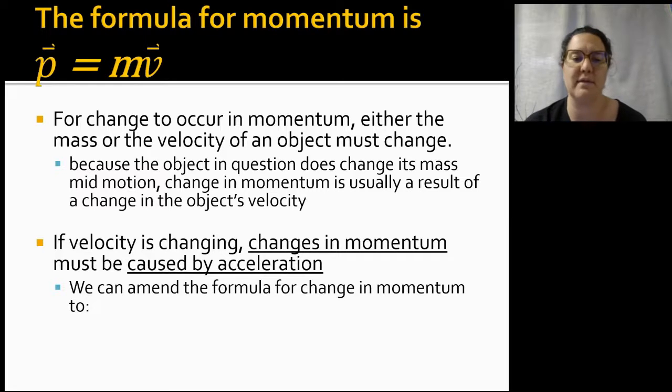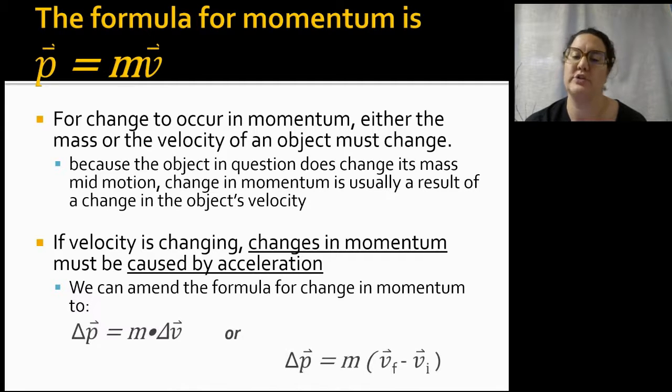So we can amend the formula for change in momentum: a change in momentum is mass times change in velocity, or a change in momentum is equal to mass times final velocity minus initial velocity. So I just want you to take note of a small change in our formula where instead of it just being momentum, it's now a change in momentum.